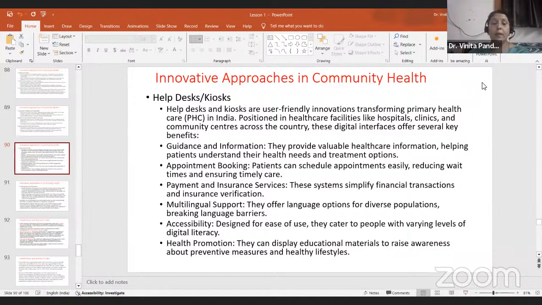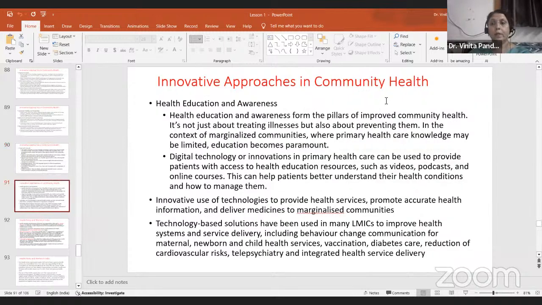Health promotion. So health desks or kiosks also facilitate a lot of awareness about different kinds of health lifestyles, or what kind of preventive measures can be used to address a particular health challenge. So this is one very interesting, innovative approach in community health. And right. Now, this slide is not giving us a lot of information. In a way, it is repetitive of our earlier slides only.